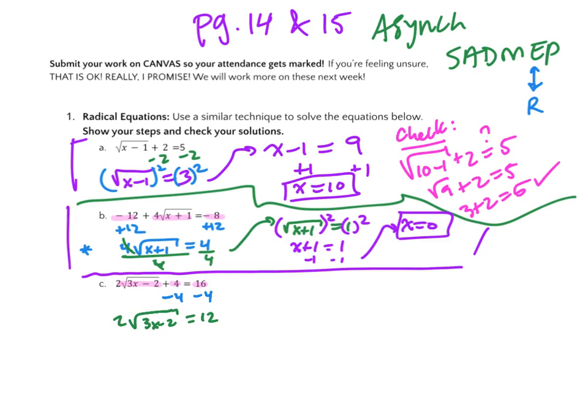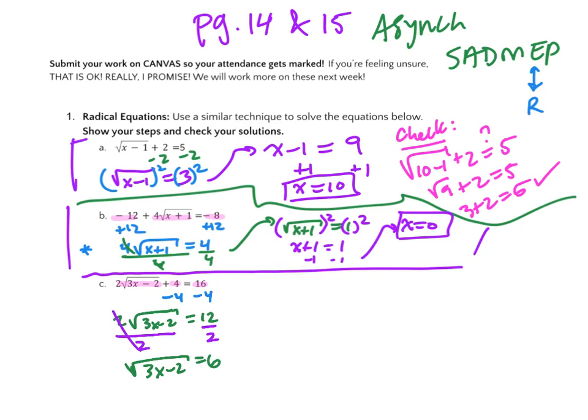So now I've done my addition or subtraction. Now I'm going to do division or multiplication. So I'm going to divide by the number in front of the function. So 2 times, right, the square root. So it's divide by 2. We have the square root of 3x minus 2 equals 6.